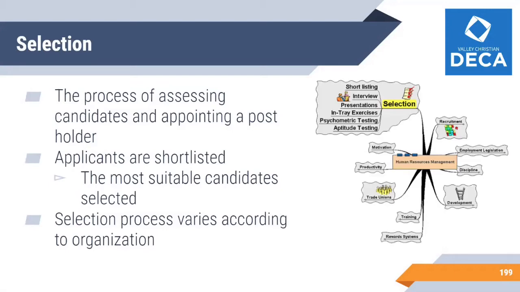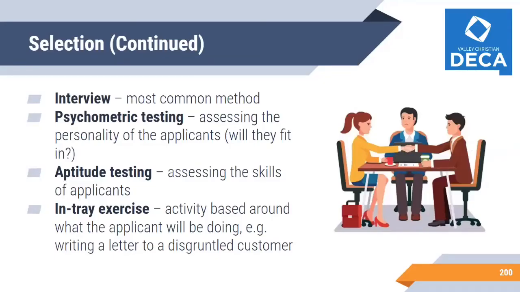But some common methods we have are interviews, which is where they sit you down, ask you a couple of questions, and then decide whether or not you're suitable. A psychometric test, which assesses the personality of the applicant, whether they'd fit in or not, whether they'd work well in the environment or not. An aptitude test, which assesses the skills of an applicant, so basically what job is suitable for them. And an in-tray exercise, which is an activity based around something you might see on the job, like, for example, writing a letter to a disgruntled customer.